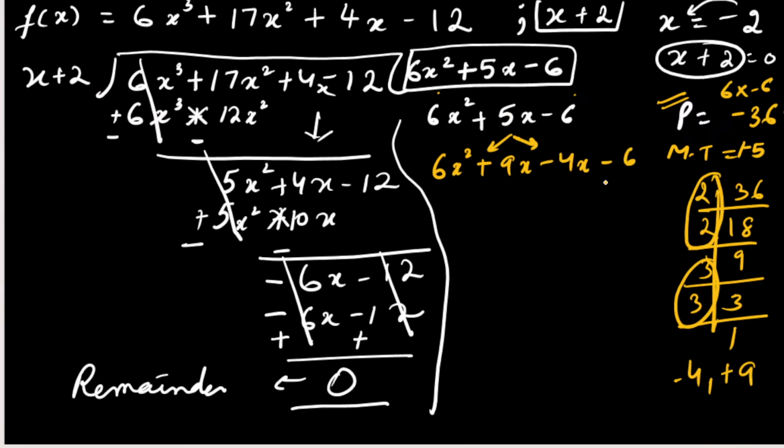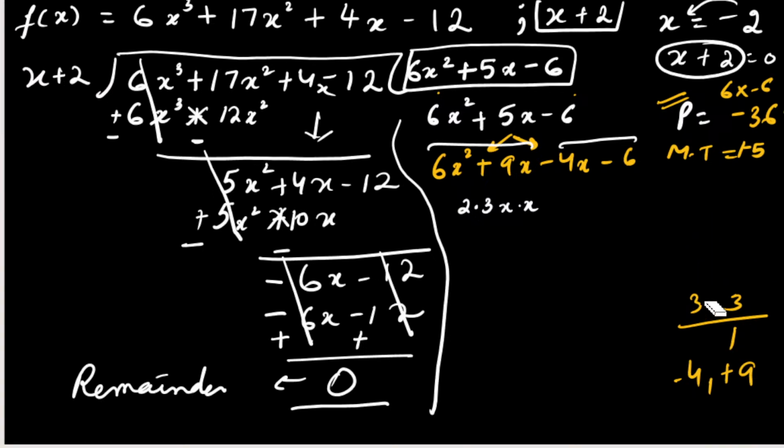5, minus 6. Now we have to pair them up. So this is one pair, this is one pair. Common factor we have to take out. How to take the common factor? I'll just break it down. 6 is 2 into 3. X square is x into x. Plus 9x is 3 into 3 into x. Minus 4x is 2 into 2 into x.